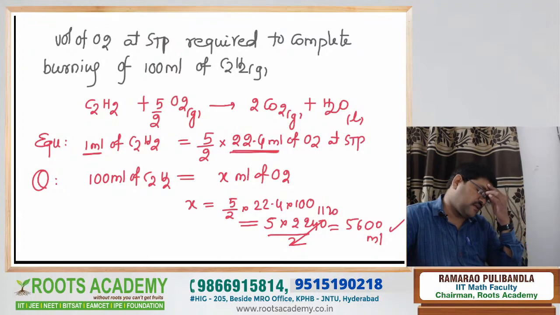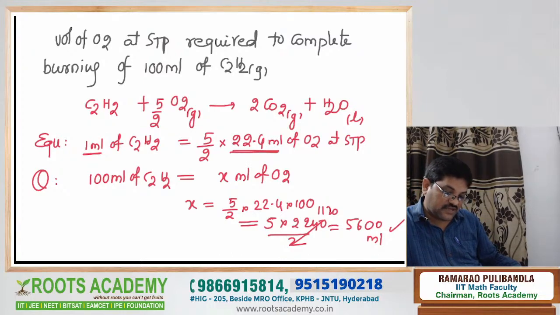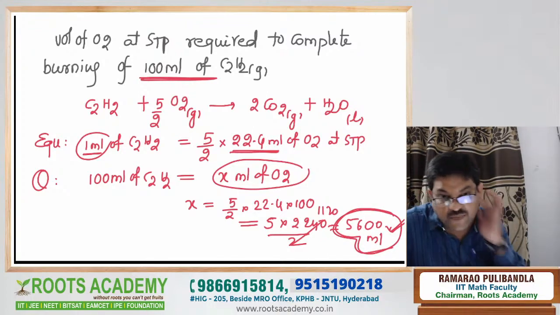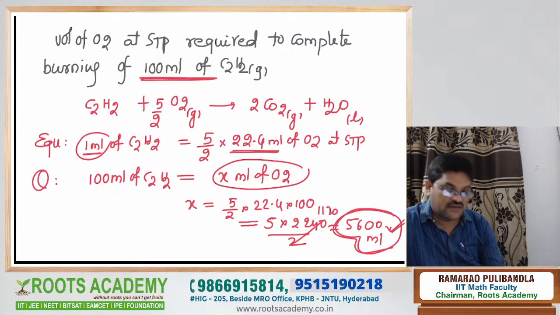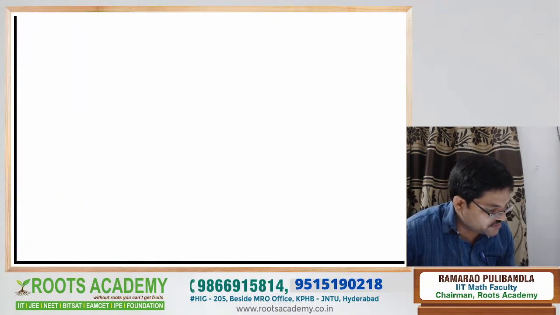Simple logic. As per the equation, for 1 ml of acetylene gas, how much volume of O2 gas? 5 by 2 moles. 1 mole of any gas occupies 22.4 ml here, because ml is given. So for 100 ml of C2H2 gas burning, the volume of O2 gas required is 5600 ml. No confusion in the last one, right? Any doubt regarding this explanation? Right, let's go to the next question.